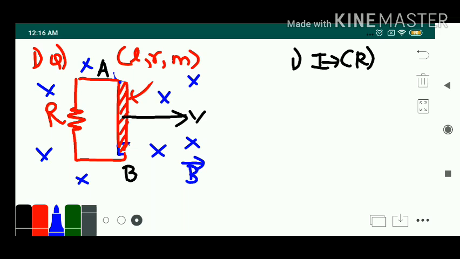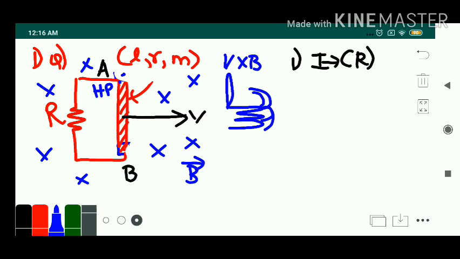So use your thumb rule, right? Take your palm along the direction of v and turn towards the magnetic field B, then the thumb will be towards the upward direction. So that gives you the direction of v cross B, right? So that means this point A is at which potential? Higher potential, because all the positive charges are accumulated over there, and B will be at lower potential, right? So from where to where the current will be flowing, you can understand now itself.